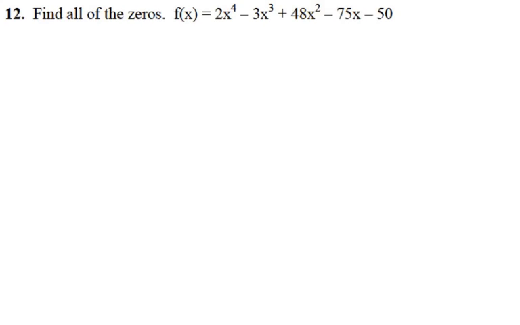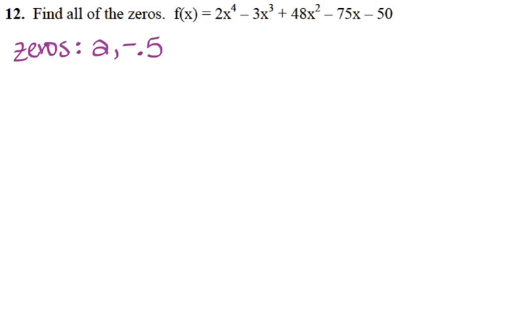For number 12, finding all of the zeros. So you need the calculator for this, and what you're going to do is graph the function and then use the calculator to find the 2 zeros that you actually see on the graph. On the graph you should see a 0 at positive 2 and negative 0.5.